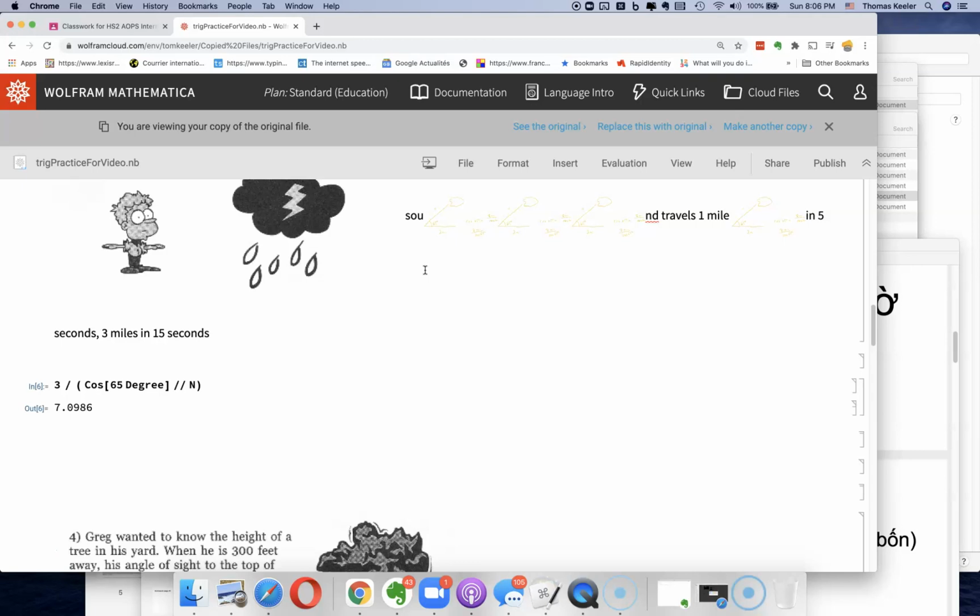Let's see if this diagram works better. So we say, okay, it's 3 miles, it's 65 degrees, and we don't know that. So the cosine of 65 degrees is 3 miles to what we don't know. So we do 3 miles divided by cosine of 65 to get that. All right, we've got something, and we'll make a copy of it.